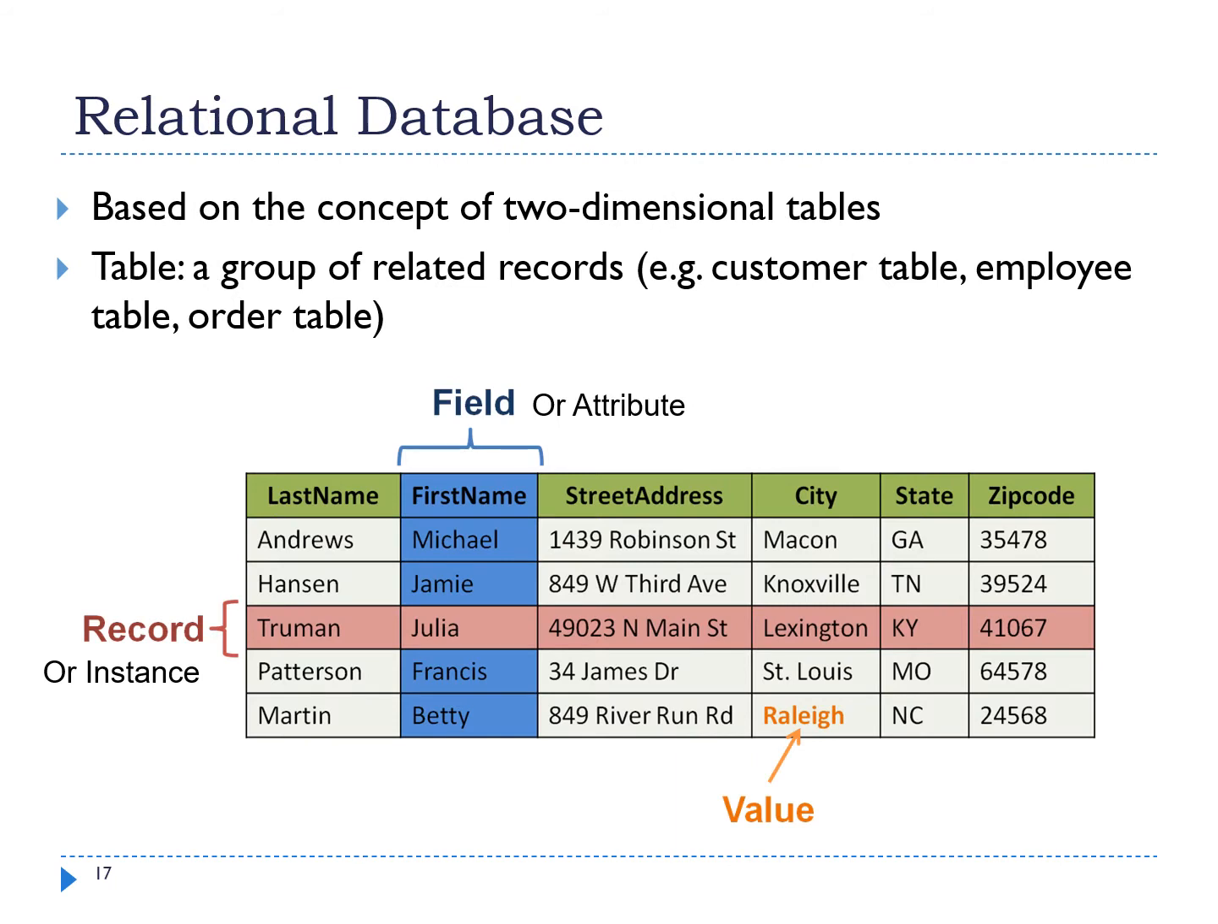Next, let's take a look at the most commonly applied database management systems. Relational database systems. The relational database model is based on the concept of two-dimensional tables. Each table has rows and columns. Each row is a record, and each column is an attribute or field. An attribute is a descriptor or a characteristic of that record, and each cell has a value.